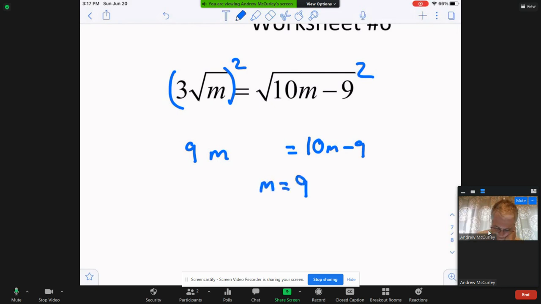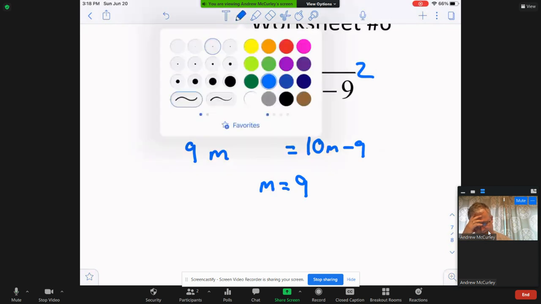And again, plug that in. That would be 3 times 3 is 9 on the left. That's going to be 90 minus 9 is 81, and the square root of 81 is 9. All right, so be careful when you square. Here's the part right here. Make sure you're squaring the entire side. You're not just squaring the square root. You're squaring the entire side.